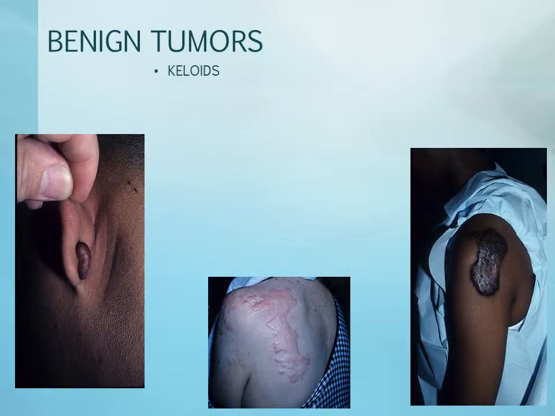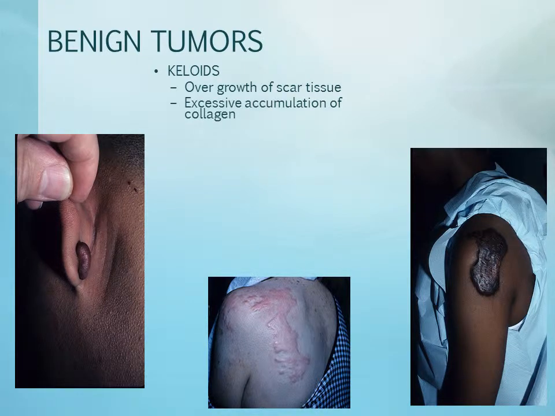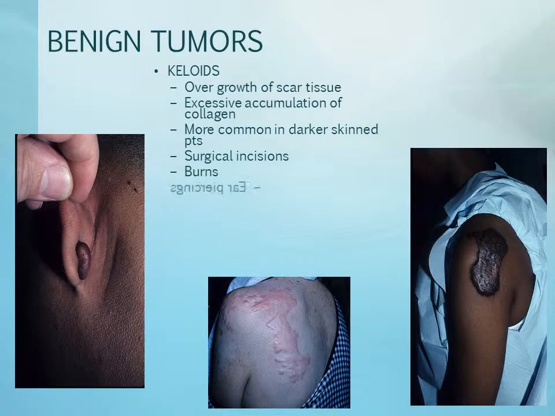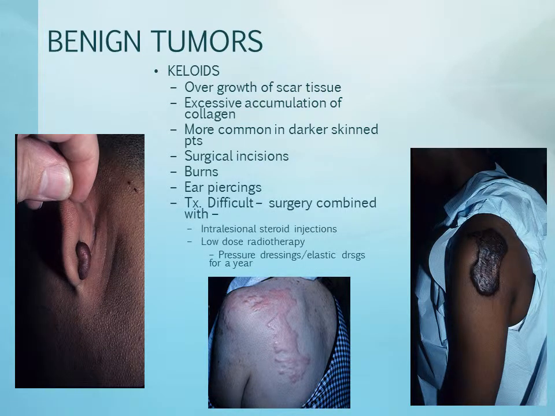Another benign tumor is keloid. This is an overgrowth of scar tissue. There is an excessive accumulation of collagen. It is more common in patients that have darker skin tones. Some key factors that can lead to keloids are surgical incisions, burns, and ear piercings. Treatment is difficult for keloids. Surgery is usually combined with intralesional steroid injections and/or low-dose radiotherapy. After this procedure, pressure dressings are applied, and then they will wear elastic dressings for at least a year.